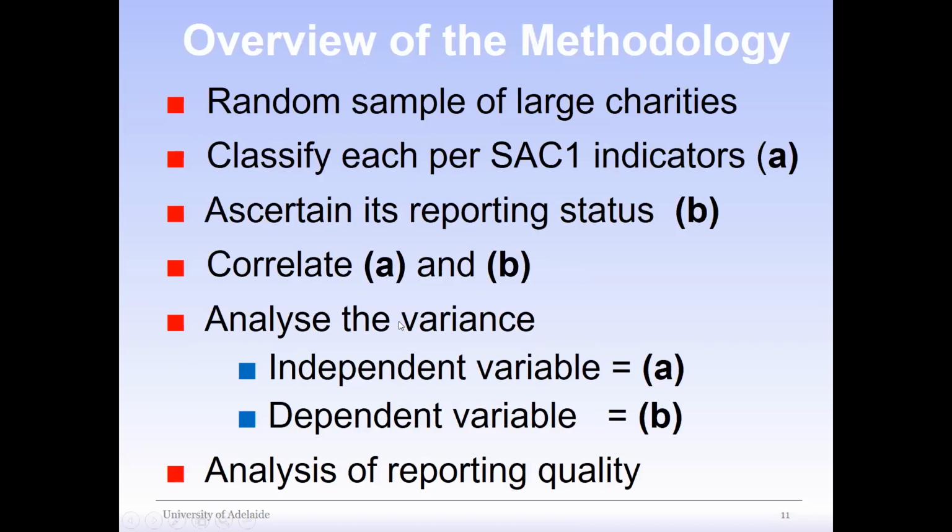But just to go through briefly the overall methodology, it's quite simple. Take a random sample of large charities and classify each according to the indicators. That is, is there separation of management from membership? Does it have political or economic importance, and so on? Classify each one of those, and then ascertain its reporting status. We can do that by looking at note 1 to the accounts, where it is stated, correlate A and B, and analyze that variance. So the independent variable is the indicators in SAC 1, and the dependent variable is the reporting status that the entity chose. Are they a reporting entity or not? Do they prepare general purpose or special purpose financial statements? And as I said, there's that last add-on, which was the analysis of reporting quality.